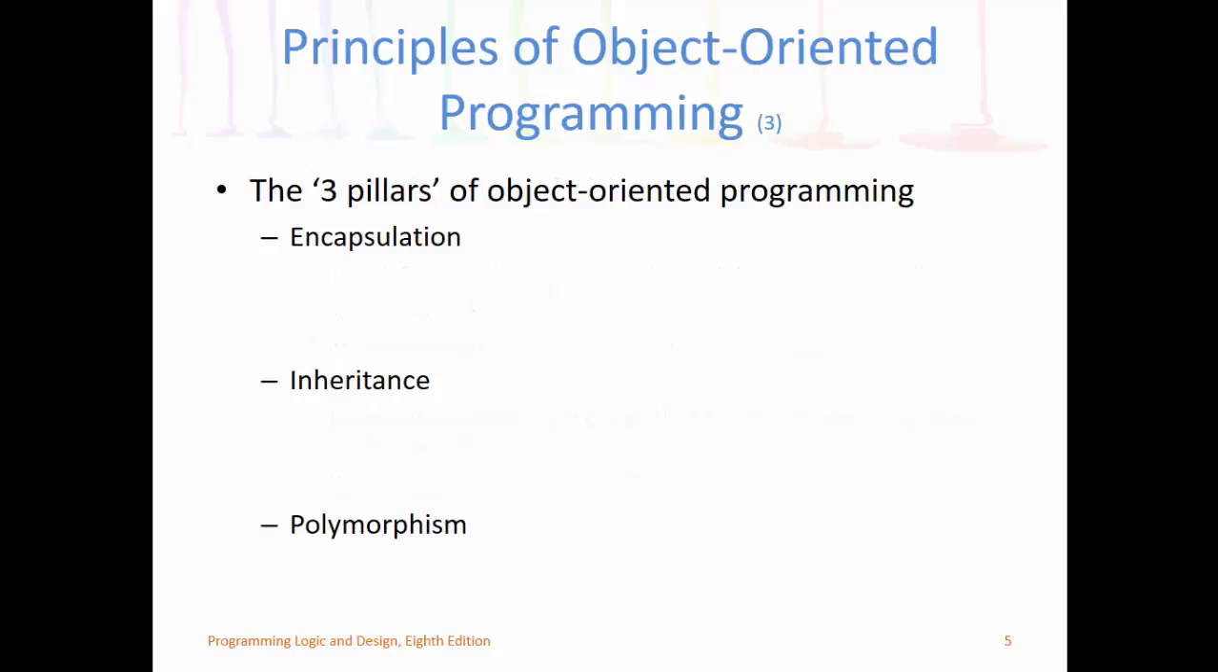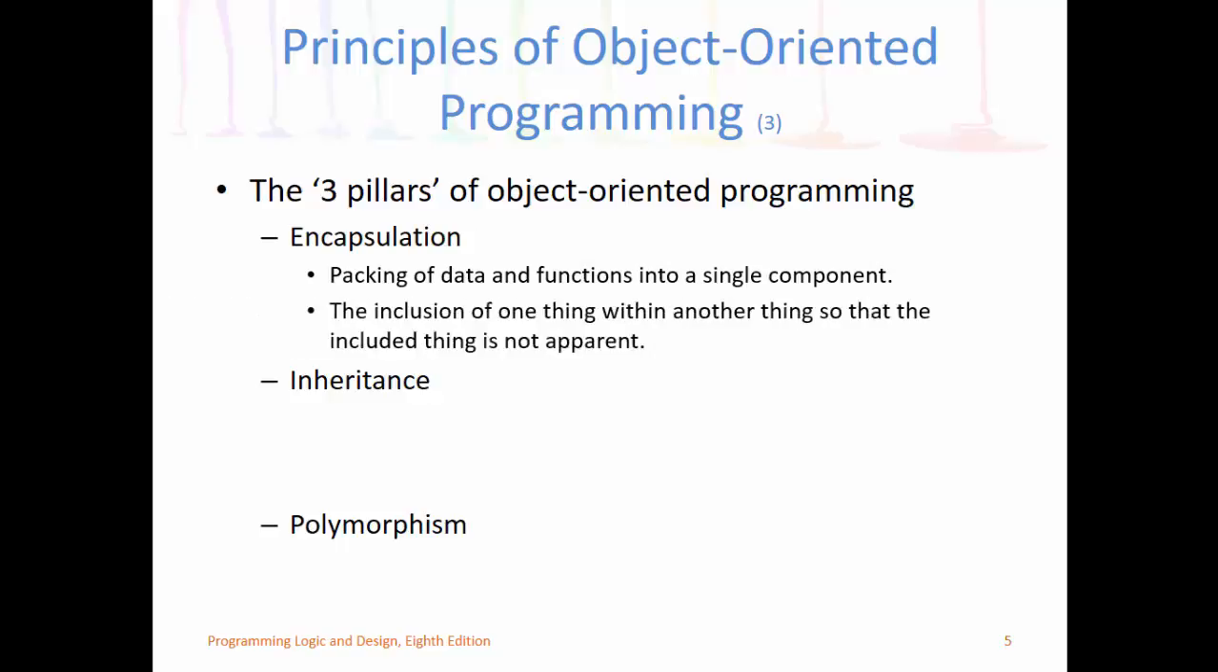These are considered the 3 pillars of object-oriented programming, these 3 concepts: encapsulation, inheritance, and polymorphism. Encapsulation is the idea of packing of data and functions into a single component. Think of it as a capsule or a package. It's the inclusion of one thing within another thing so that the included thing is not apparent or always visible.